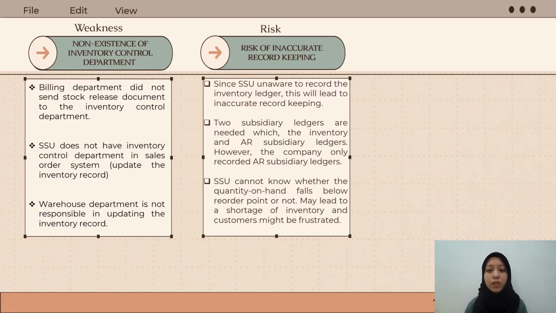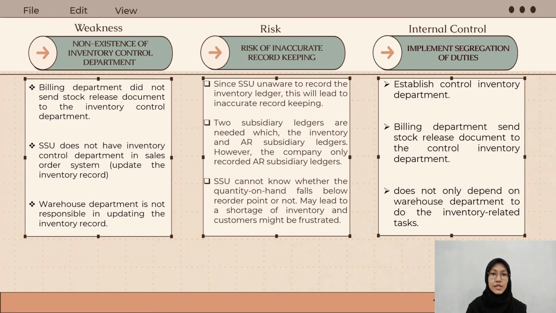2 subsidiary ledgers are needed, which are the inventory and AR subsidiary ledger. However, the company only recorded the AR subsidiary ledger. Without a properly updated inventory subsidiary record, SSU cannot know whether the quantity on hand falls below the reorder point or not. This may lead to shortage of inventory and customers might be frustrated.